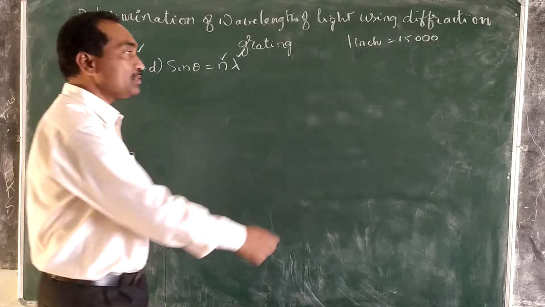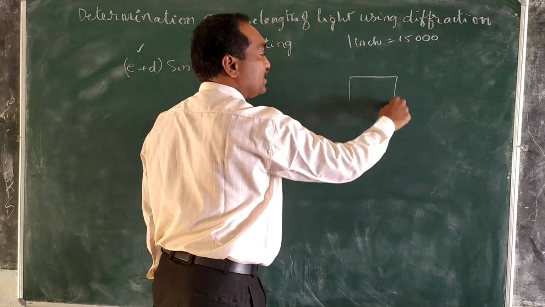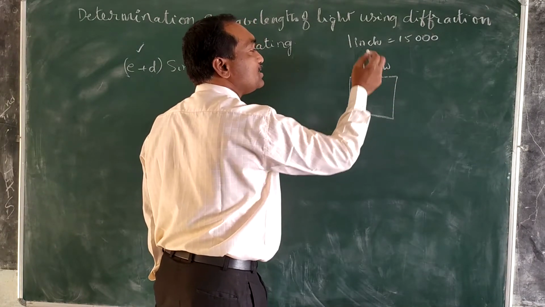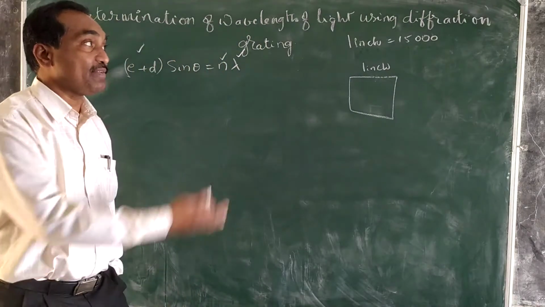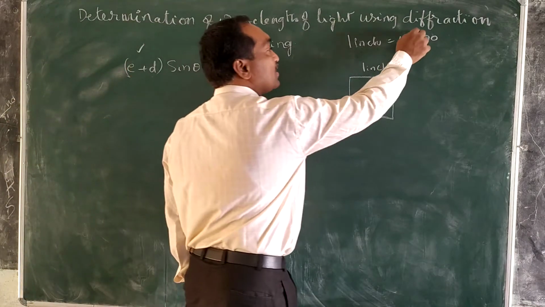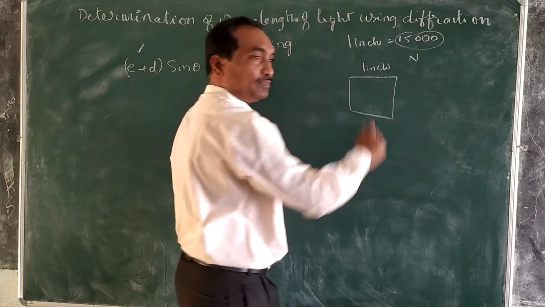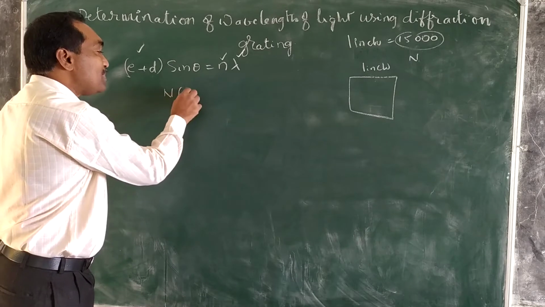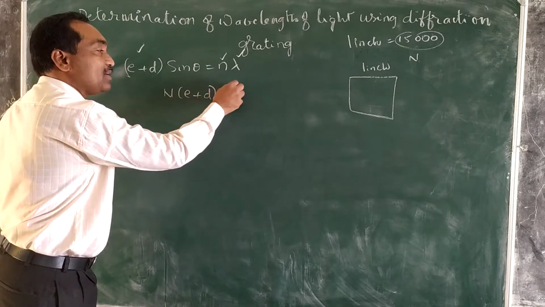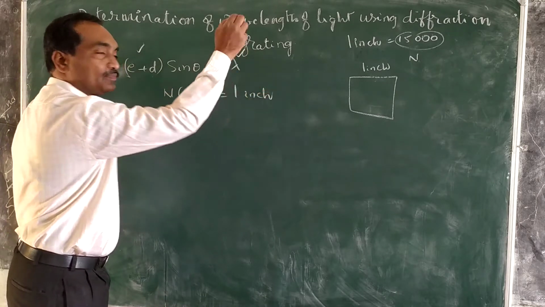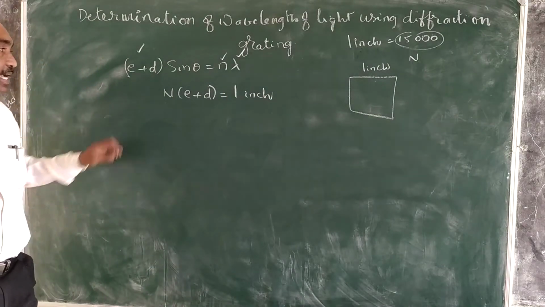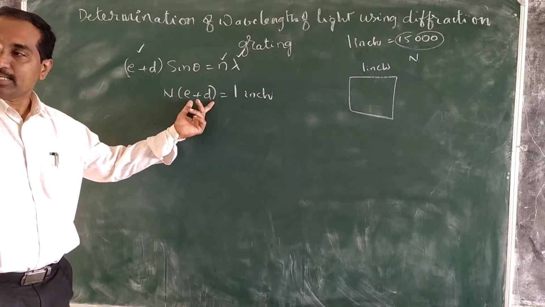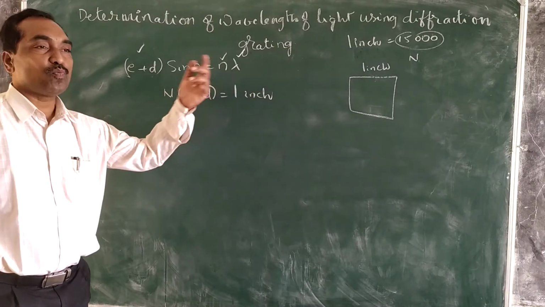I already told you that in the laboratory we have a diffraction grating where 1 inch contains nearly 15,000 slits. If the number of slits is taken as capital N, then N into (e + d), that is the grating element, is equal to 1 inch. Am I right? There are N slits, each grating element is (e + d), so N into (e + d) is equal to 1 inch.